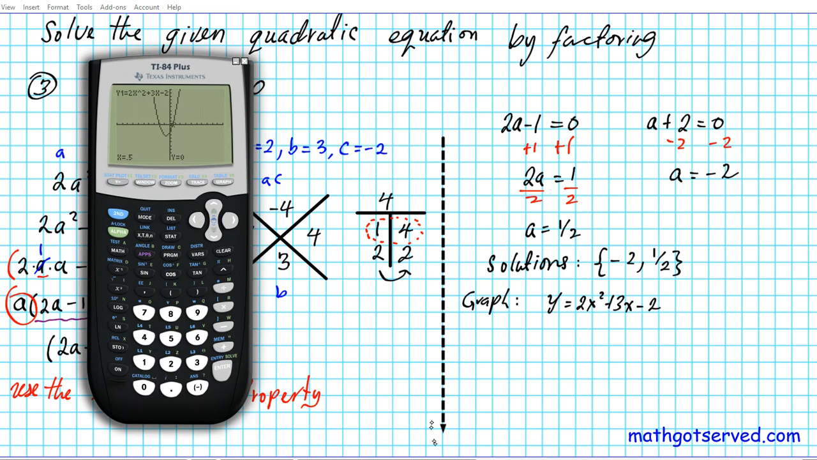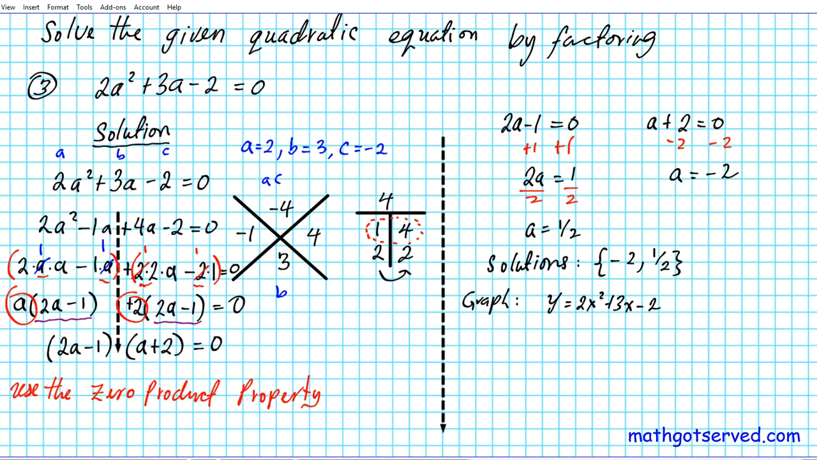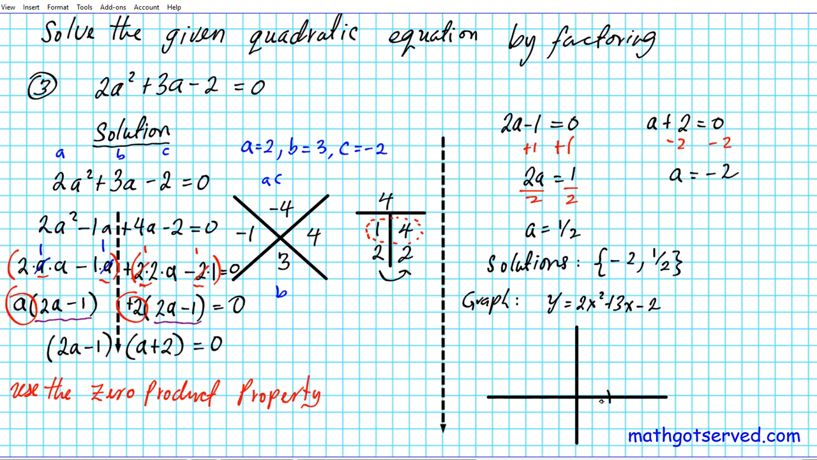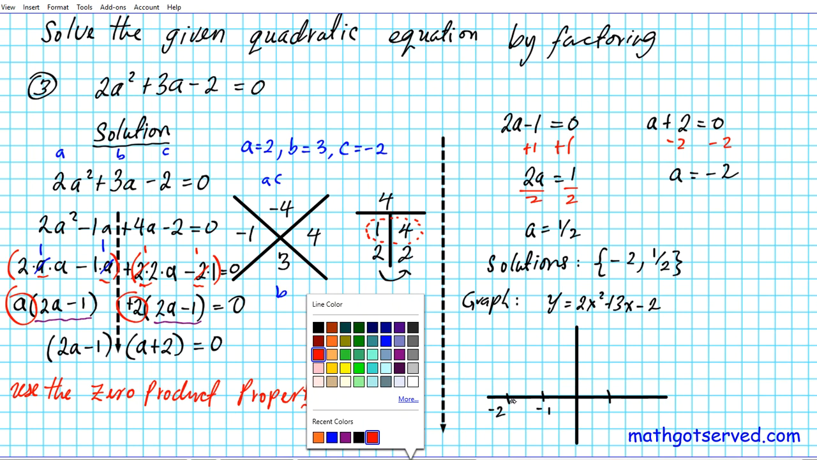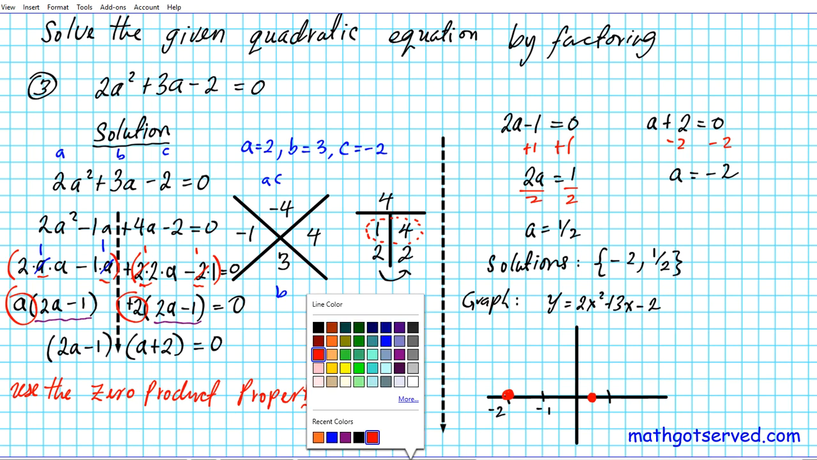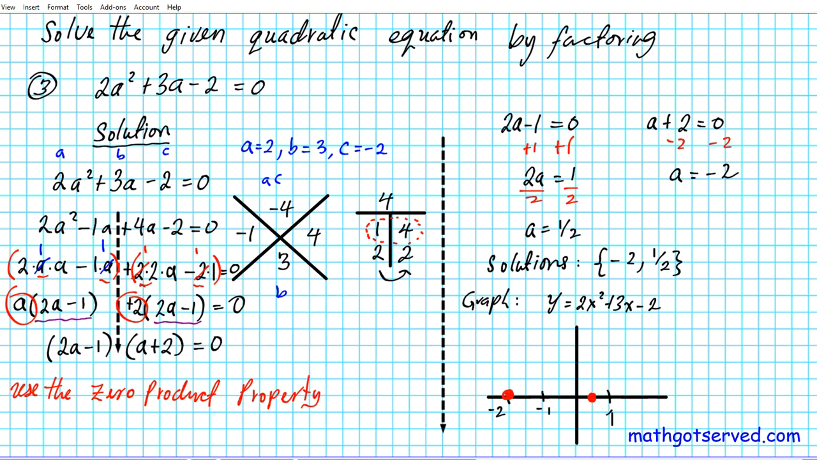Okay, so let's go ahead and sketch our solutions. This is just a rough sketch to give a visual indication as to where our zeros, or our solutions, are located. So we have 1 right here, and then -1, and this is -2. So our solutions are located at -2 and 1/2. 1/2 is between the 0 and the 1 calibration marks, and our y-intercept is -2, so it's somewhere down here.